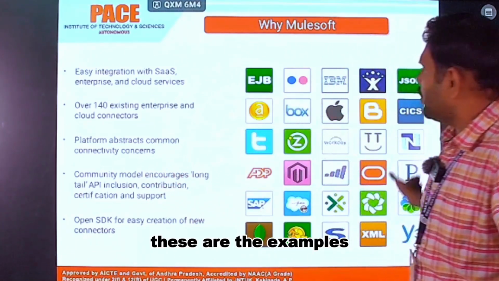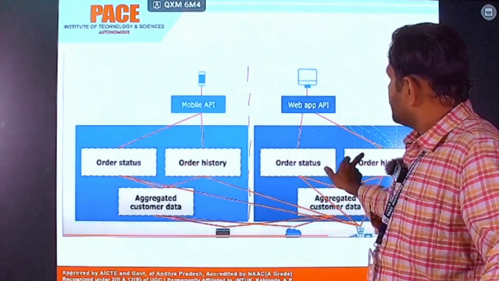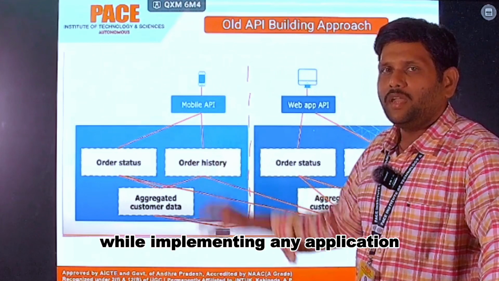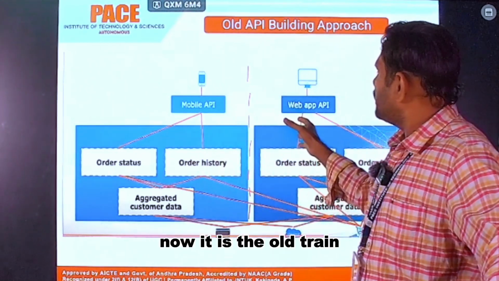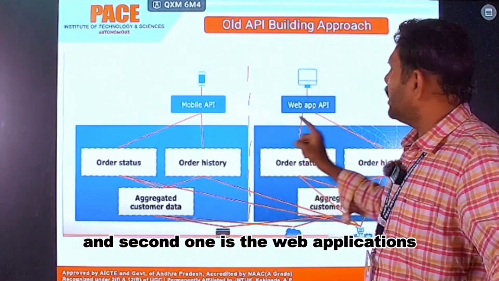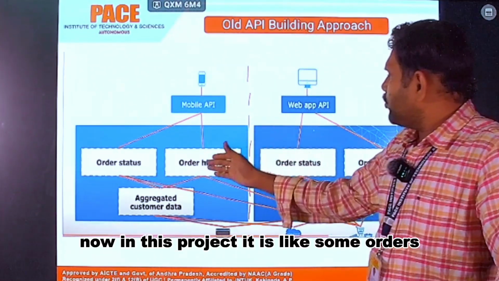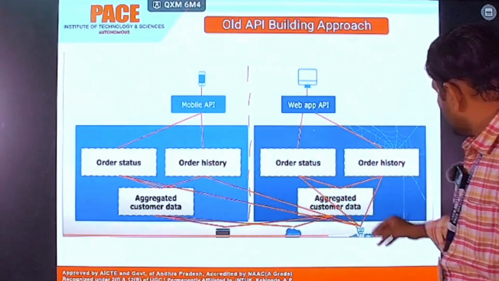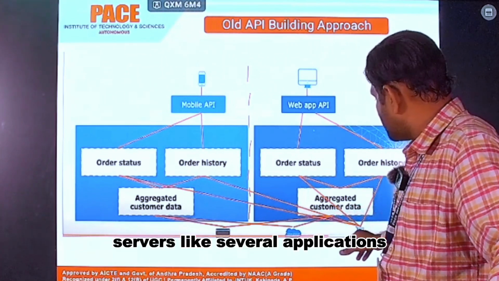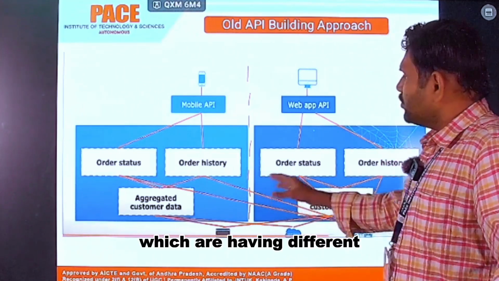And let's see here, these are examples which already have connectors with MuleSoft. Then see here, the old API building approach while implementing any application. Now it is the old trend. Now you can see here we have two applications, one is the mobile application and the second one is the web application. In this project they have to get some orders, and they have external server applications, like Salesforce, SAP, and a database, which are different.